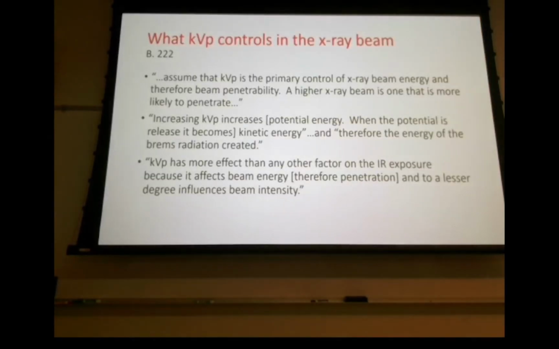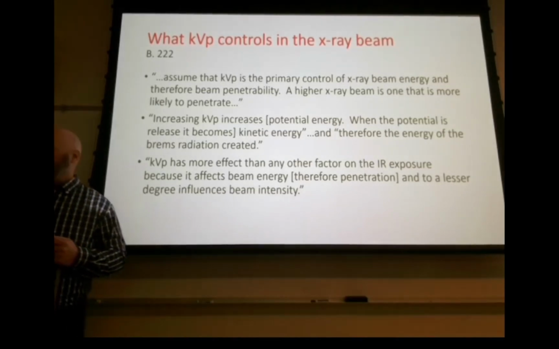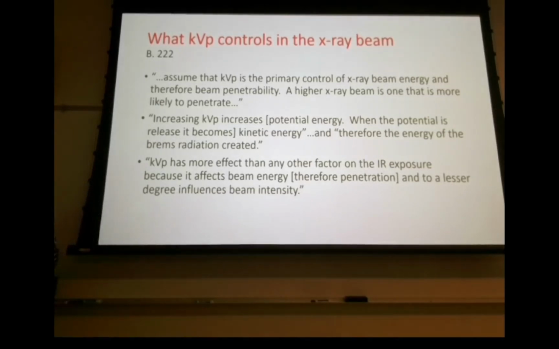Okay, so what does kVp control in an X-ray beam? Pretty much everything, really. Assume the kVp is the primary control of X-ray beam energy. When we talk about changing kVp energy, what actually changes in a single photon? Two things, and they're inversely proportional. One is wavelength, and the other is frequency, right? So we're talking about frequency and wavelength.